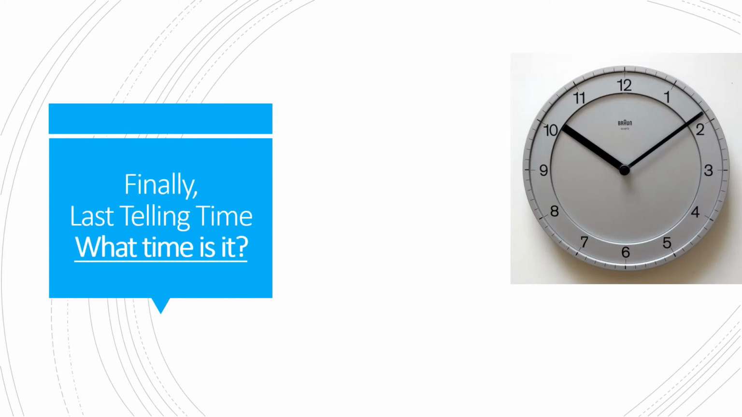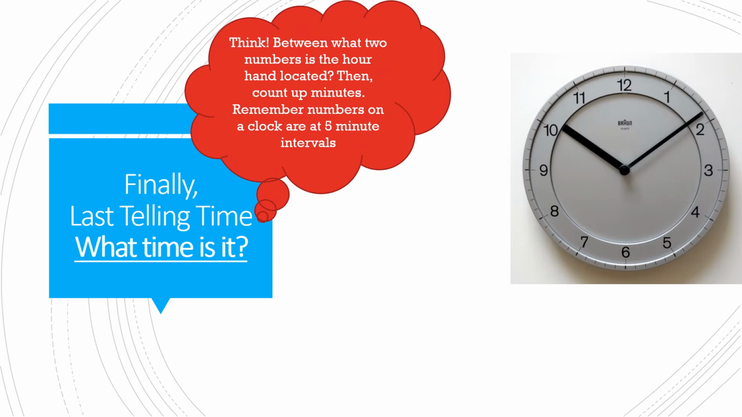Finally, this is our last telling time one. Again, we're going to think about that hour hand first. It's between the 10 and the 11, so we know that it's the hour of 10. And then it's almost to the 2, so we could do 5 times 2 is 10 and subtract 1 to get 9. Or we could also do 5 times 1 is 5 and add 4 more minutes, which is 9. Do it the way that it works best for you. So the time is 10:09.